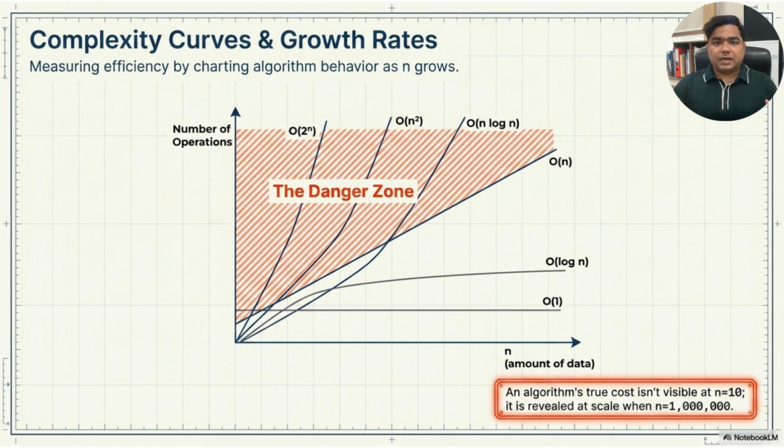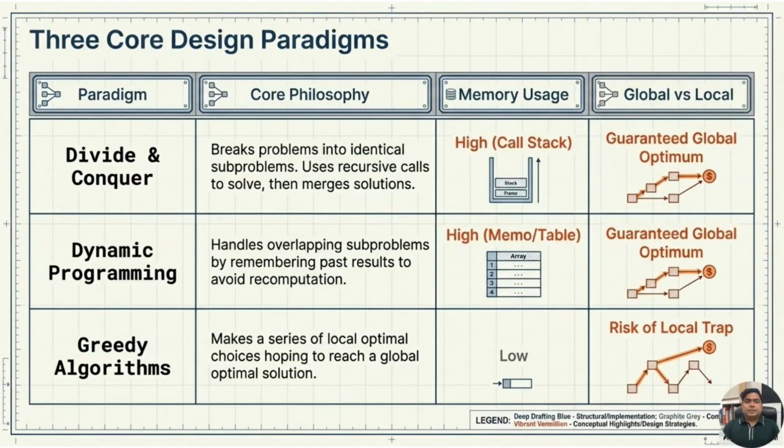The shaded area is called the danger zone. It reminds us that an algorithm may look acceptable for small inputs, but when the input becomes very large, inefficient growth rates become a serious problem. So, complexity analysis helps us predict performance before running the algorithm on massive data. This slide compares three core algorithm design paradigms: divide and conquer, dynamic programming, and greedy algorithms.